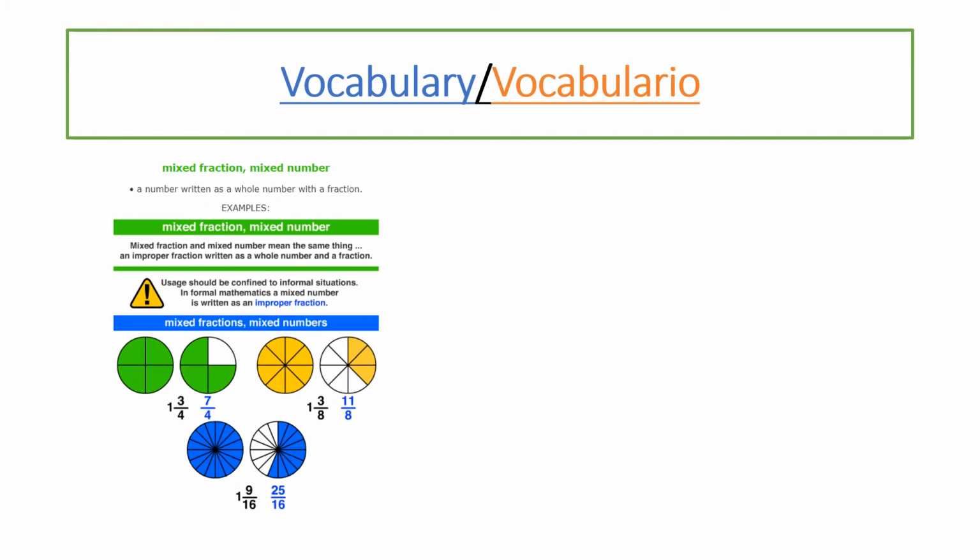Next vocabulary word, mixed fraction or mixed number. We're going to say mixed number for this lesson. And I'm going to highlight some important information here. It's written with a whole number and a fraction like we said before. Now let's come down here and look at one of these examples. I'm going to use red to circle just one of these examples. So the example I'm going to use here is 1 3/4.